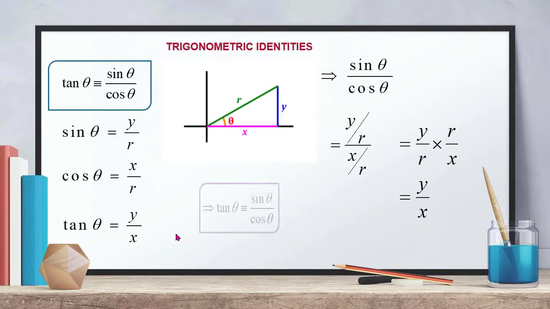This is how we derive our first identity. Tan theta is identical to sine theta over cosine theta. Very important as we develop this topic, trigonometric identities. You've got to remember this for the rest of your life.